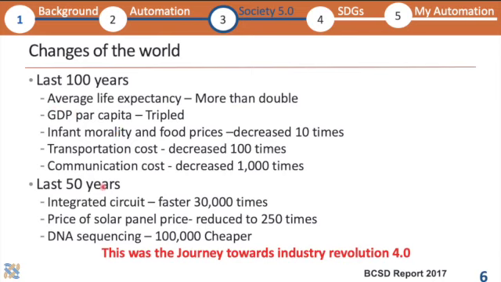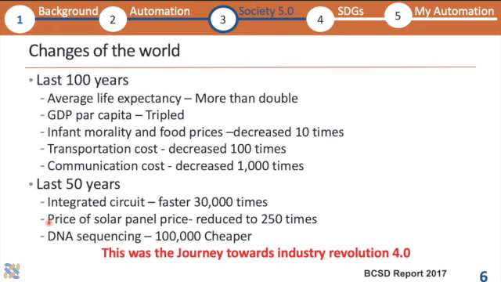these are some listed parameters that can tell you how much the world advanced in the last 100 years. For example, the communication cost decreased 1,000 times, transportation cost decreased 100 times, and the infant mortality and the food prices decreased 10 times, and GDP per capita tripled, and many things like this. If you consider the last 50 years, there was a revolution in integrated circuits, so it's 300,000 times faster.